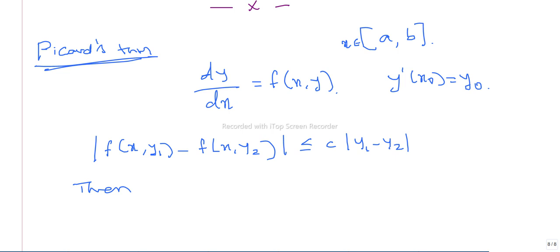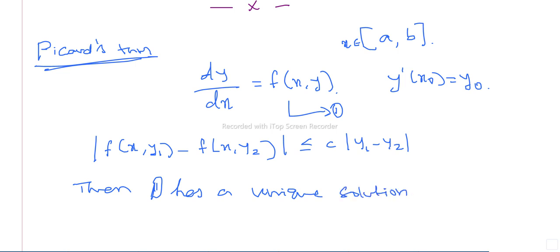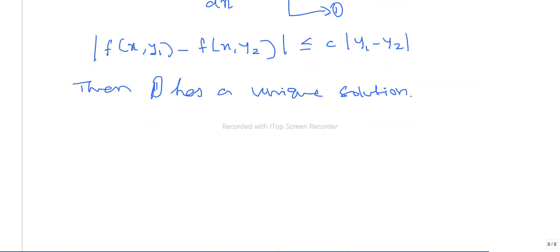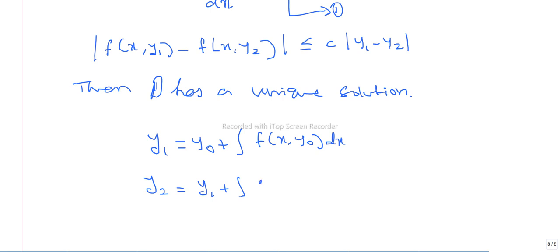Maybe we can call this equation number 1, then it has a unique solution. You will get the unique solution using the iteration method. How do they start? y1 is y0 plus the integral of f(x, y0) dx. Once you find y1, go to y2. y2 is y1 plus the integral of f(x, y1) dx, and so on. So you will get a sequence, and if the sequence converges to some y, then this y is the solution.